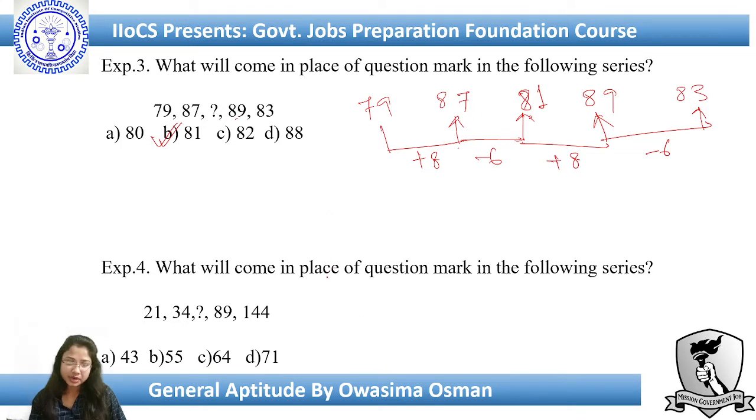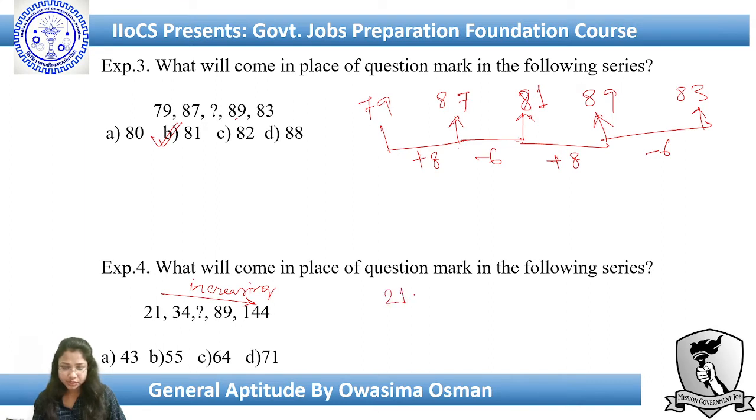Our next example, what will come in place of the question mark in the following series? Again here you can see that it is an ascending series, or in increasing manner, because all the terms are gradually increasing, so we can say that it's an ascending series in increasing order. So we have to find out the pattern which it's following.